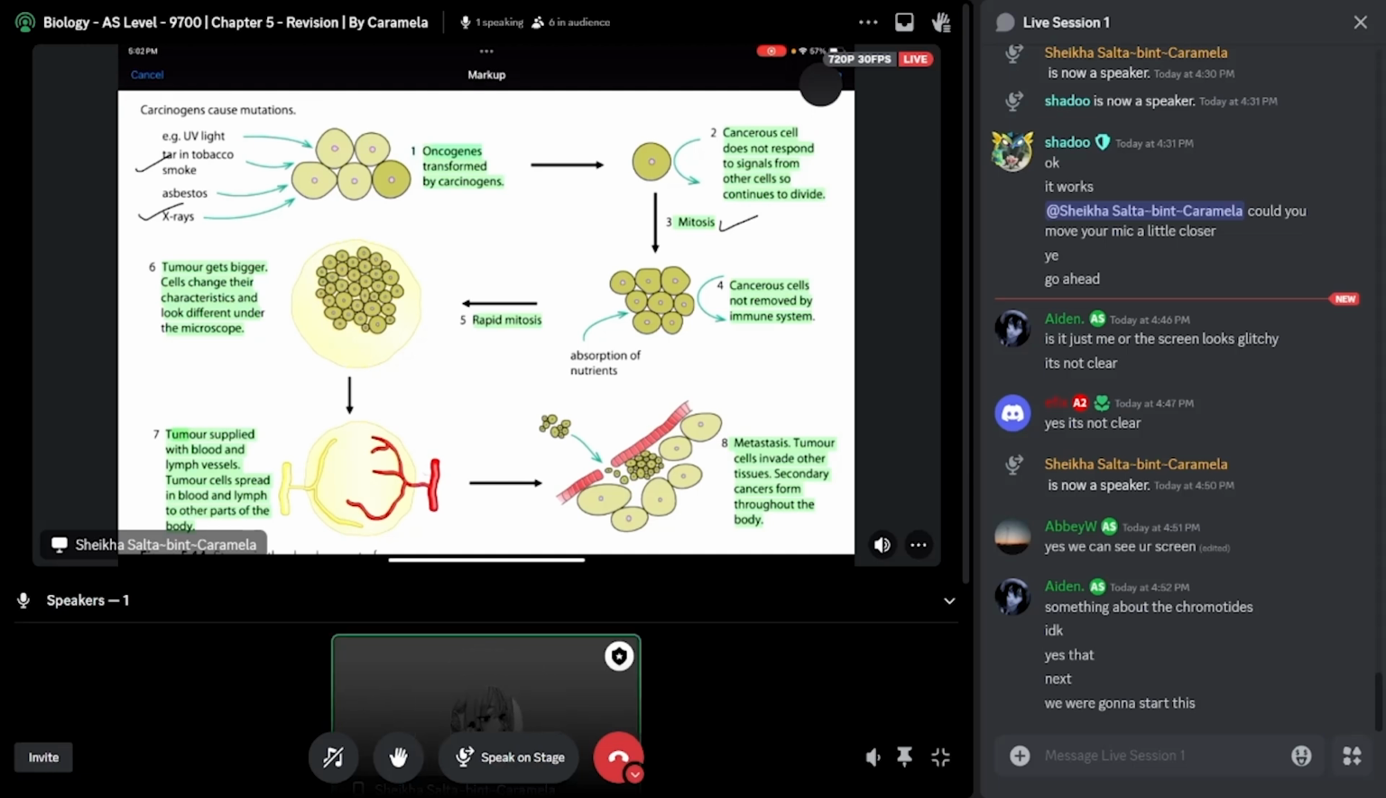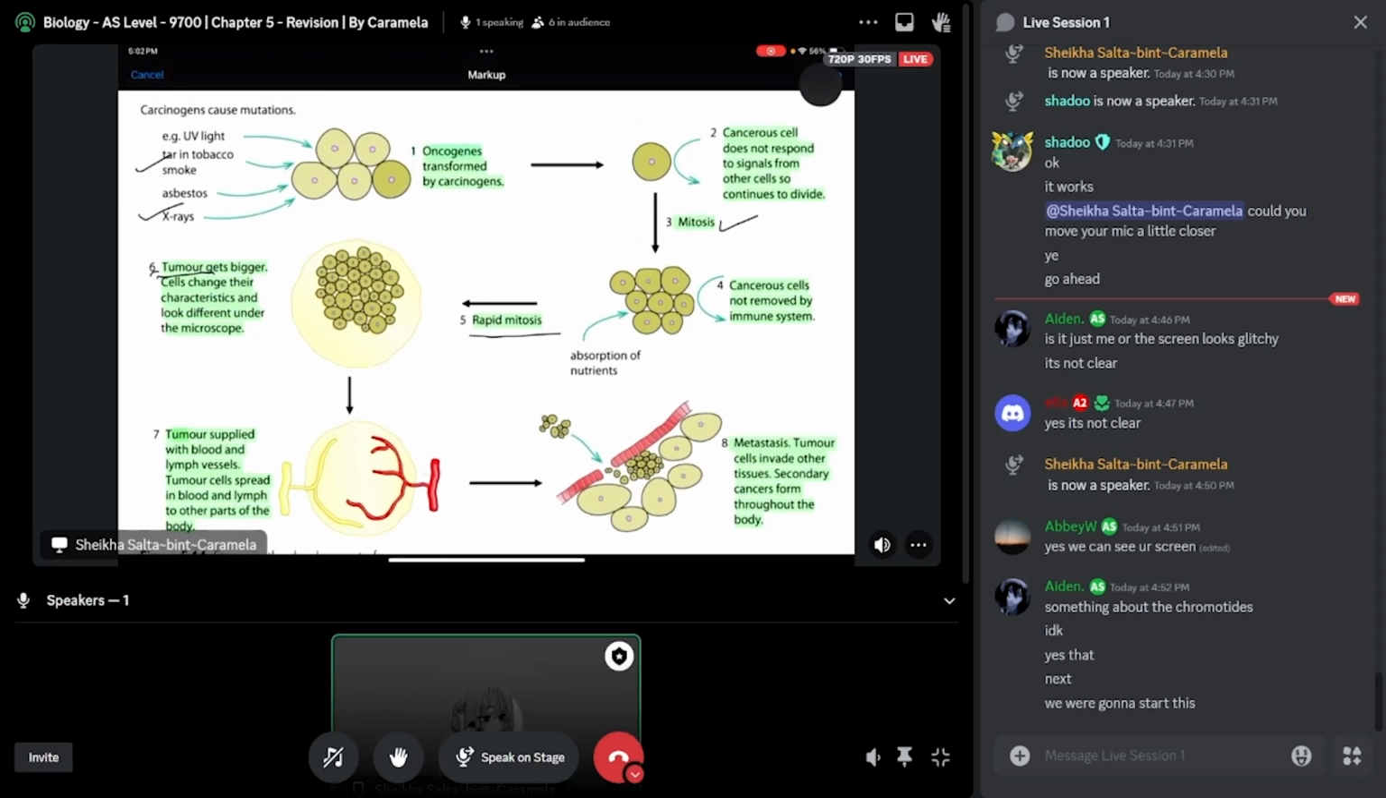And these cells start dividing rapidly. Once there's this cluster or ball of cancer cells formed, this is called your tumor, and this just gets bigger, and the cells change their characteristics and look different under the microscope. So if a person is suspected of having a tumor, it would be easily distinguishable between a normal cell and a cancer cell.